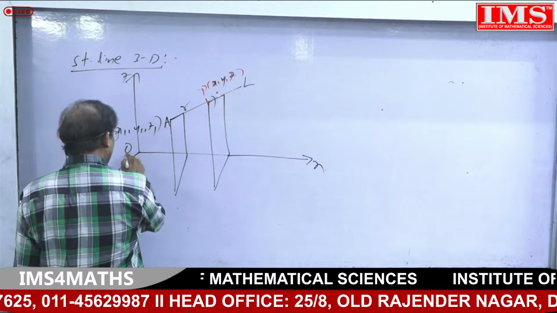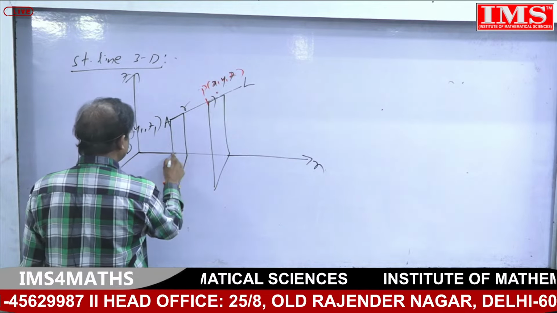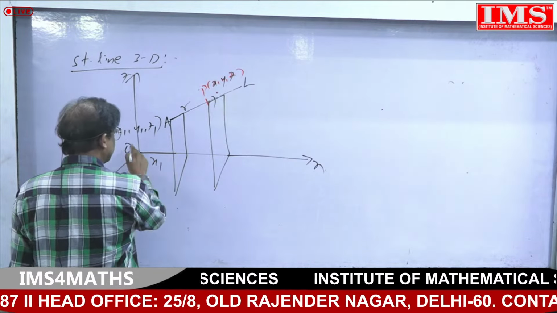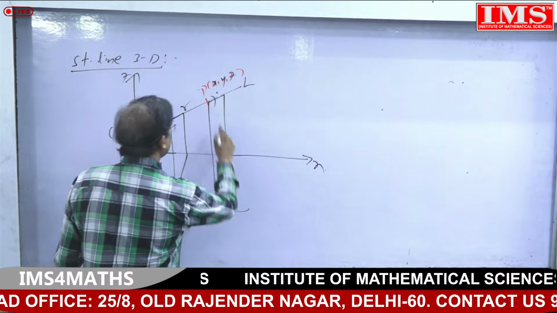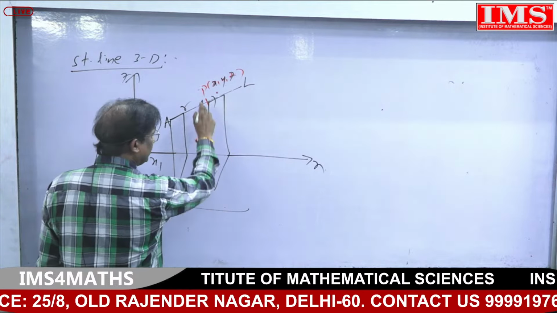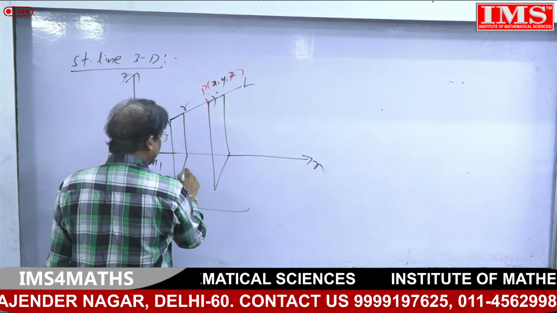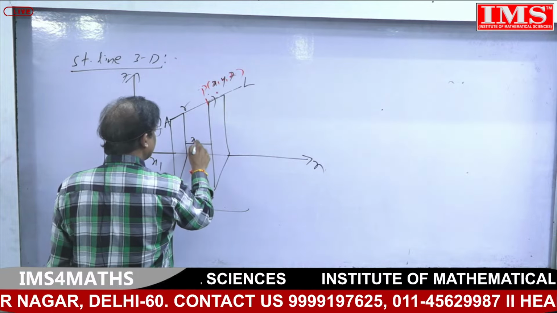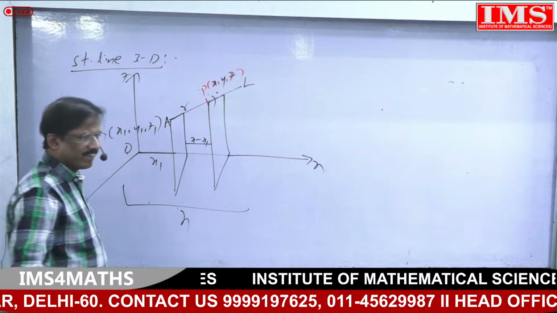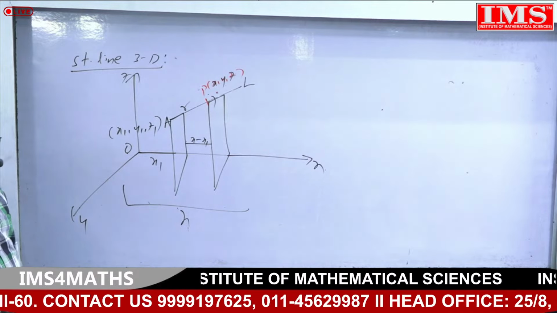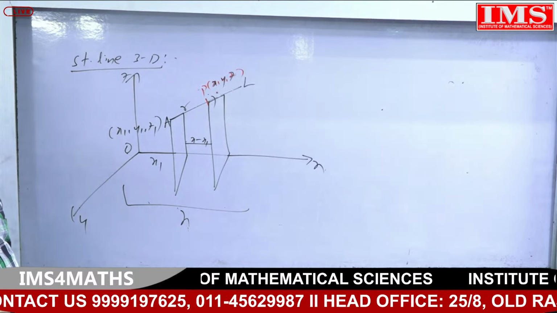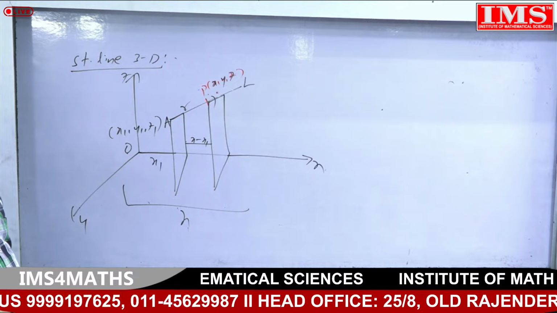From this point O to this plane, how much distance do you have here? x1. From O to this other plane, the distance is X. But between these two planes, the distance is X minus x1. Can you all agree with this? Yeah.